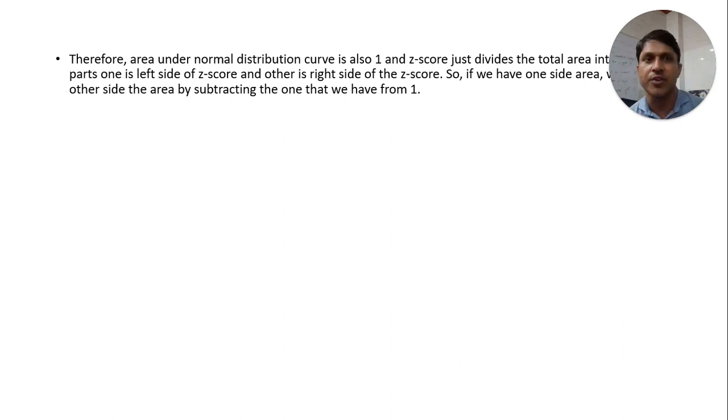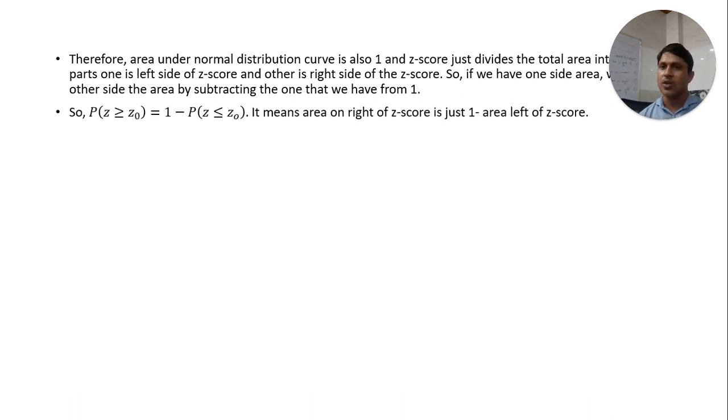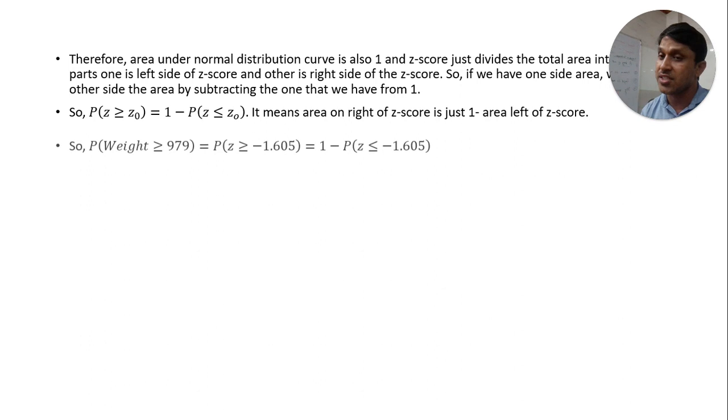So the probability that Z is greater than z naught equals 1 minus the probability that Z is less than z naught, that is, the left side area. P(Z less than z naught) is the left side area under the normal distribution curve, and P(Z greater than z naught) is the right side area under the normal distribution curve at z equal to z naught.